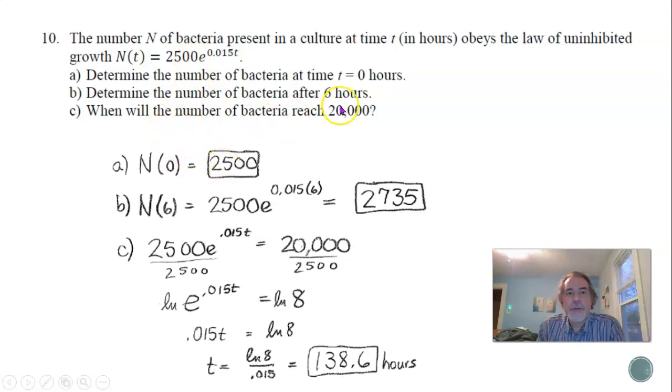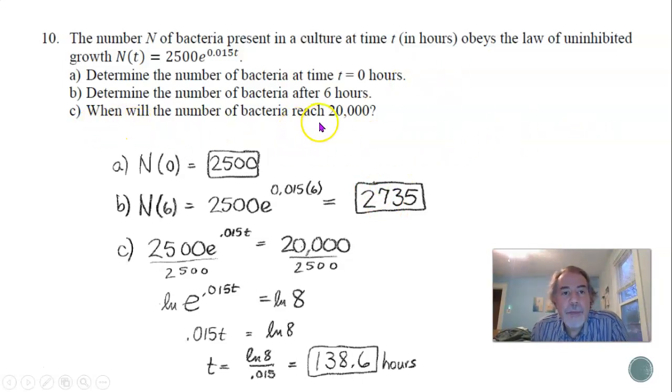To determine the number of bacteria after 6 hours, now we're plugging 6 in for t. We do need a calculator for this. So it's just a matter of evaluating this function when you put 6 in for t. Make sure you do this yourself and make sure you get the same number I got. So you're putting it into your calculator and evaluating it correctly, but you should get 2,735.